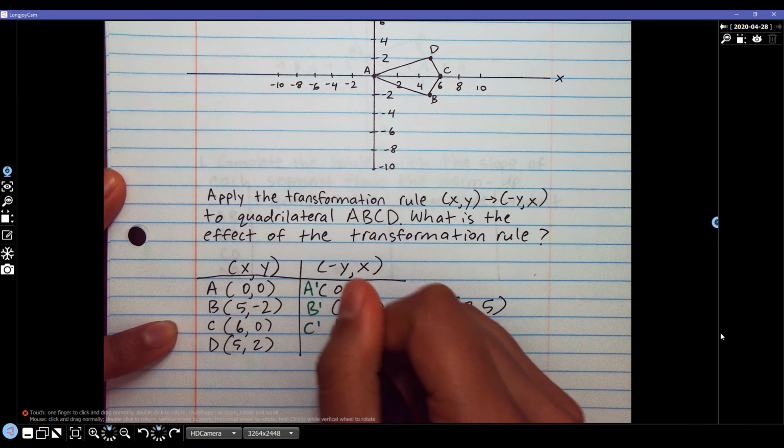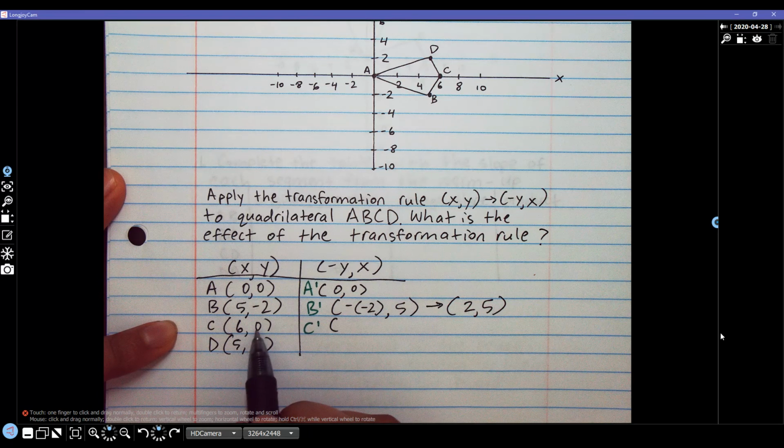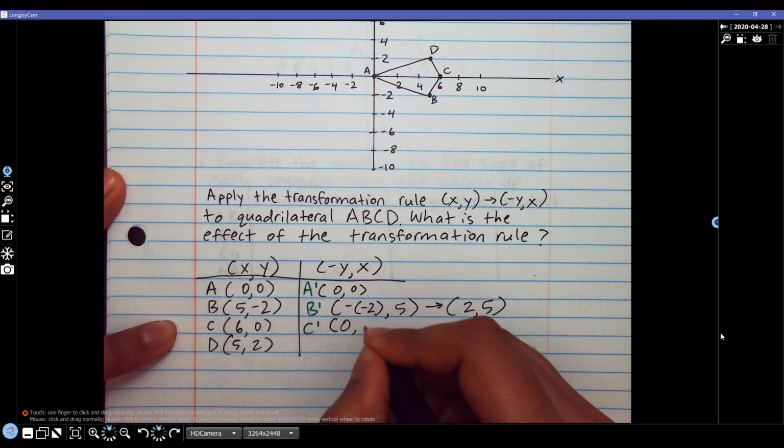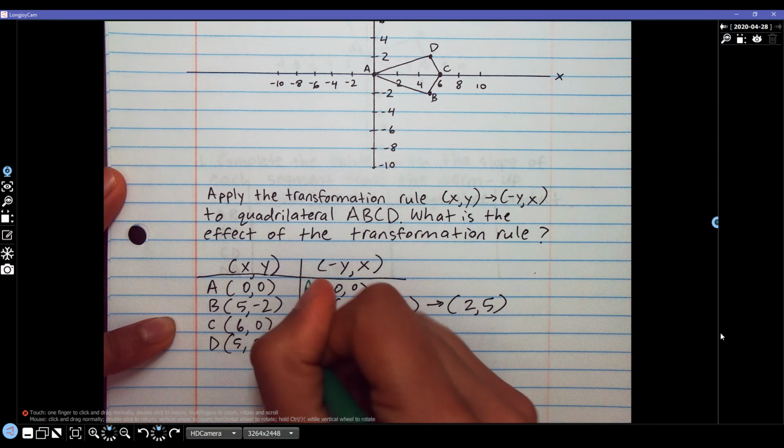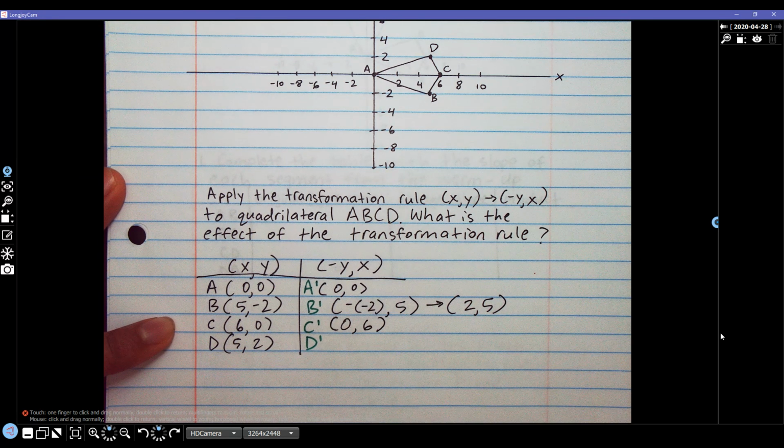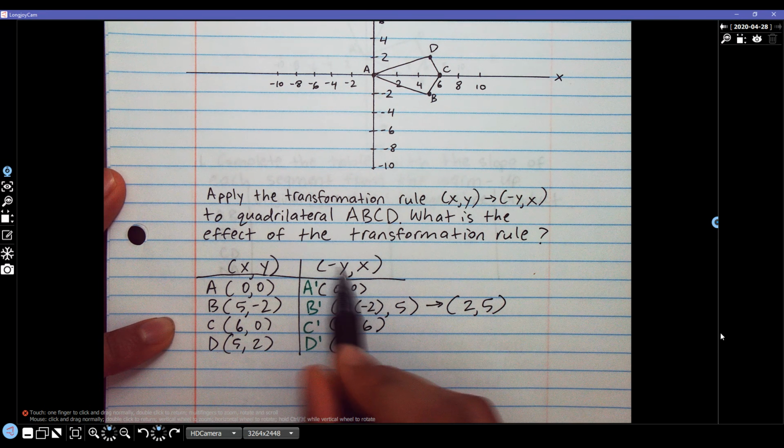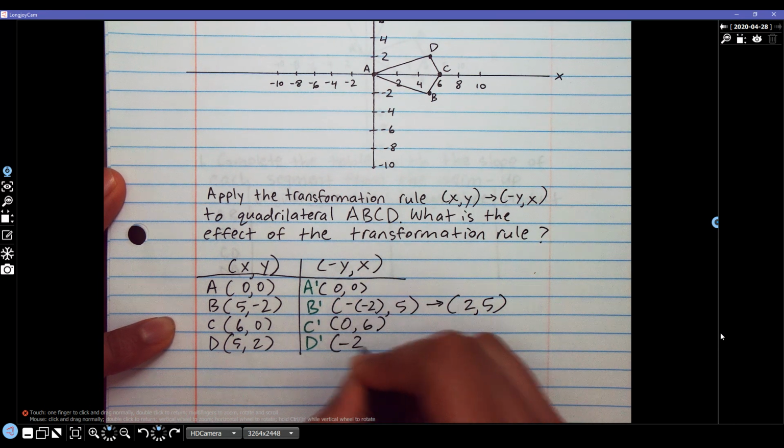So our y coordinate here is 0, so that's going to change and go into the x coordinate spot here. So (0, 6). And then lastly, let's look at our D prime. 2 is our y coordinate. That shifts, becomes -2 in this transformation, so it's (-2, 5).